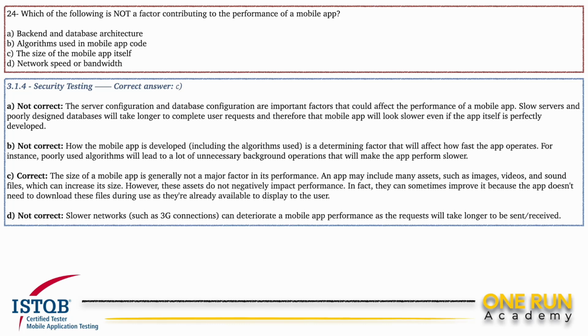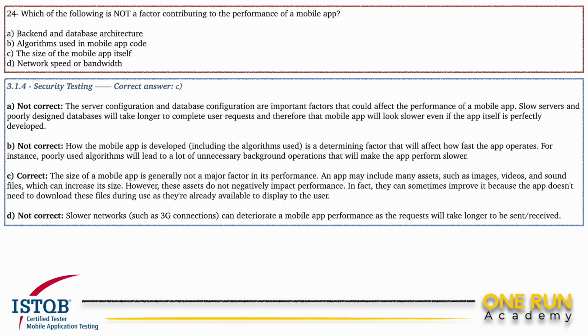The last option, option D, claims that network speed is a contributing factor to the mobile app's performance, which is true. The speed and bandwidth of the network can have a significant effect on app performance, especially for apps that require constant communication with a server. A slower network means slower data transfer, which directly impacts how quickly the app can load content or respond to user actions. So I believe it's very obvious by now.